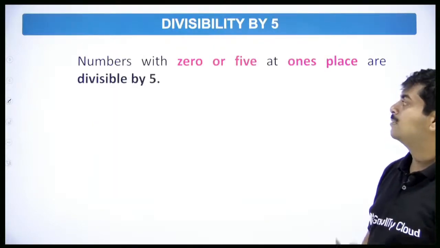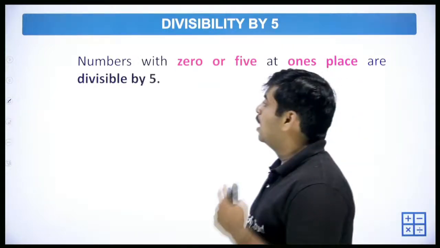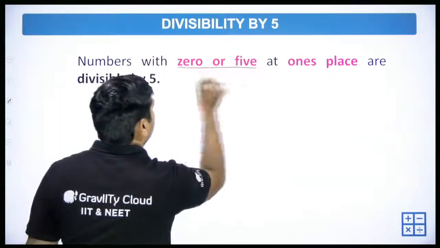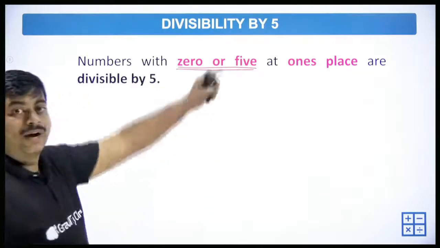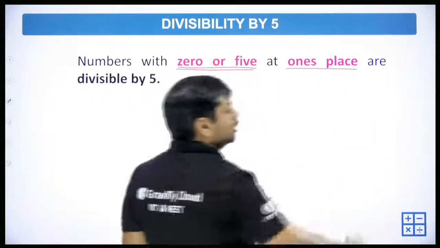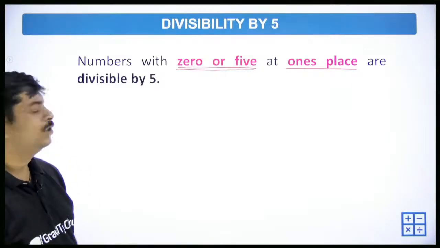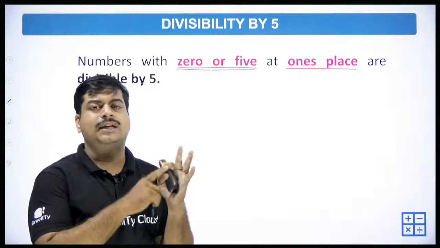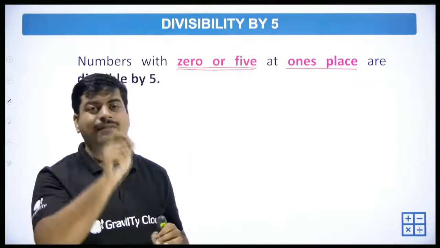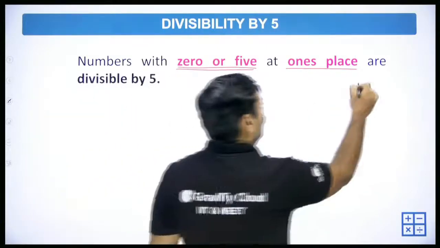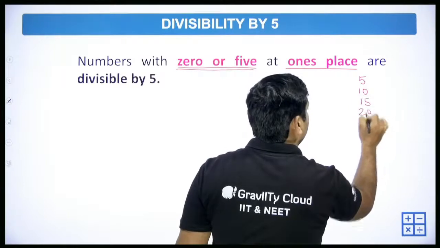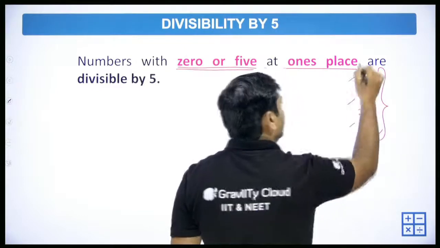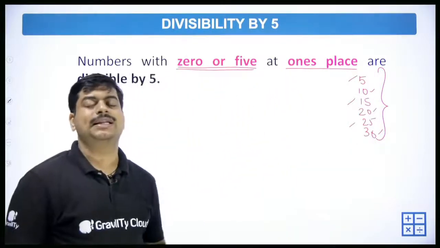Let's try to understand divisibility by 5, and with this we'll stop here. Numbers with 0 or 5 at one's place are divisible by 5. You can see the table of 5. 5 ones are 5, 5 twos are 10, 15, 20, 25, 30, 35. All these numbers either end with 0 or 5. So the unit digit should be either 0 or 5.